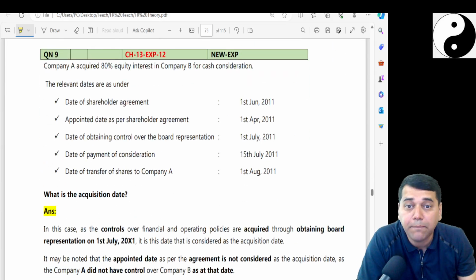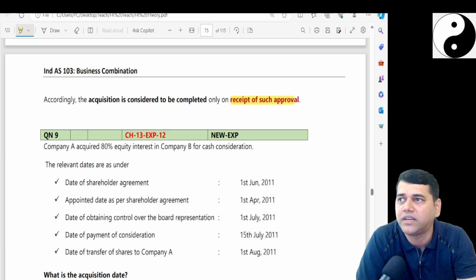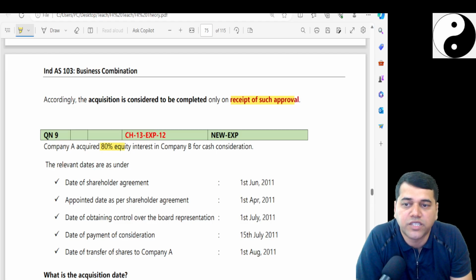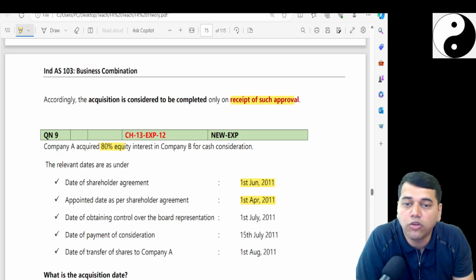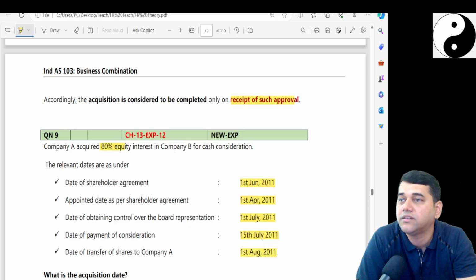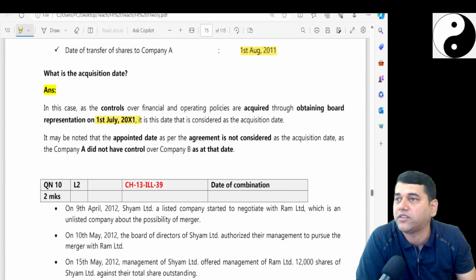One more example they have given you. Till now they have not given it in any examination, but just for your academic understanding you can take it. Company A acquired 80% of the shares, and the date of the shareholder agreement is 1st June. The appointed day as per the agreement is 1st April. They obtain control over the representation on 1st July. Payment of the consideration is on 15 July. Transfer of shares is on 1st August. Which day? 1st July is the date on which control transfers.